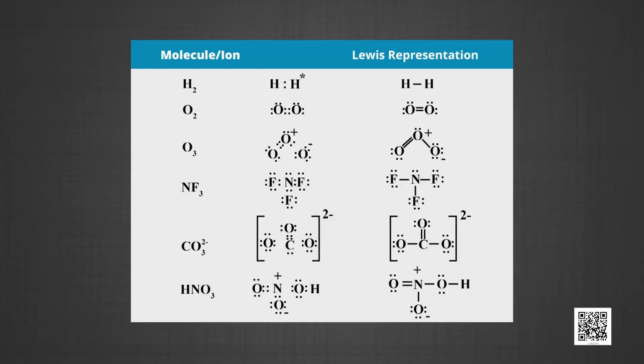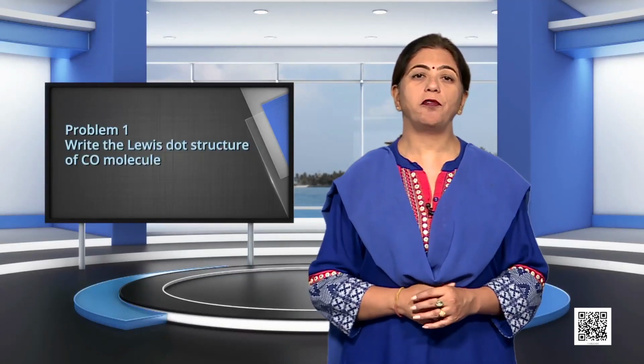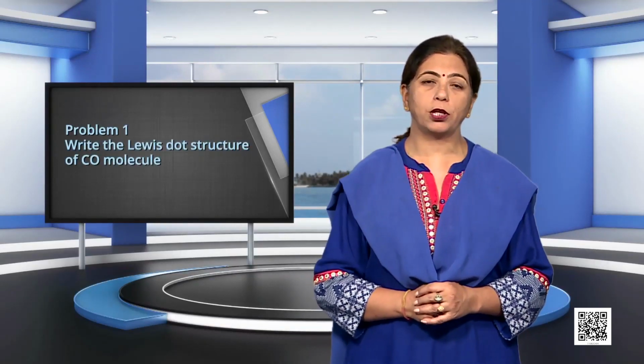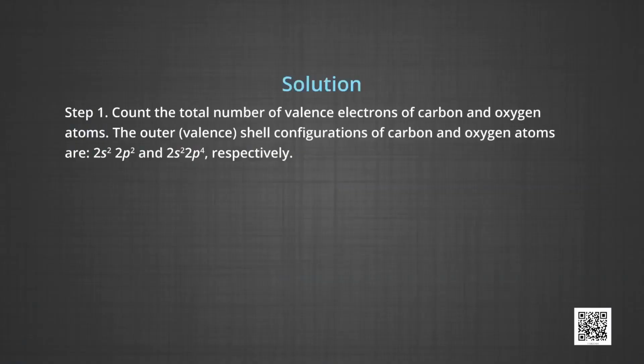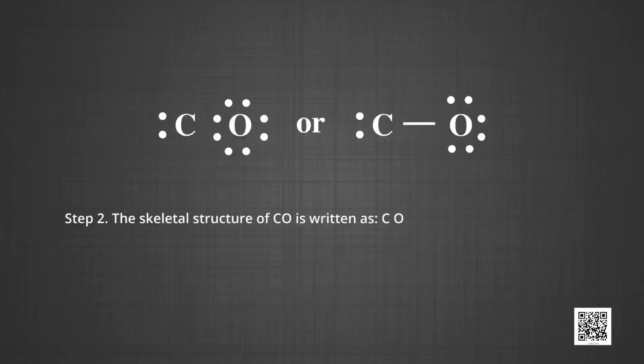Now, I am taking a few problems. Write the Lewis dot structure of CO, that is the carbon monoxide molecule. The first step you have to follow is to count the total number of valence electrons of carbon and oxygen atoms. The outer valence shell electron configurations of carbon and oxygen atoms are 2s2 2p2 and 2s2 2p4 respectively. The valence electrons available are 4 plus 6, that is 10. Now, in step 2, the skeletal structure of carbon monoxide is written as CO.